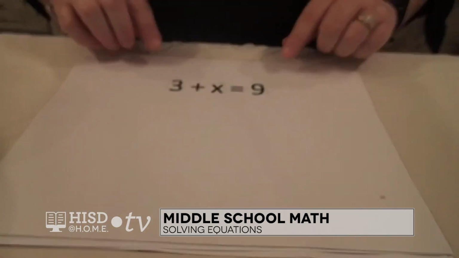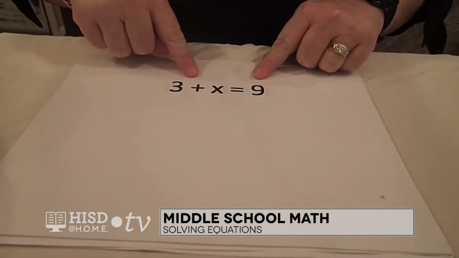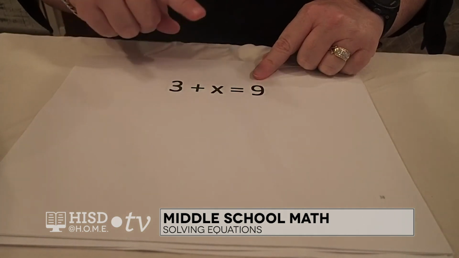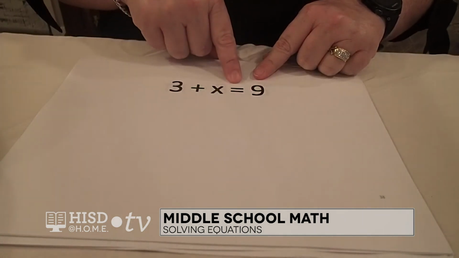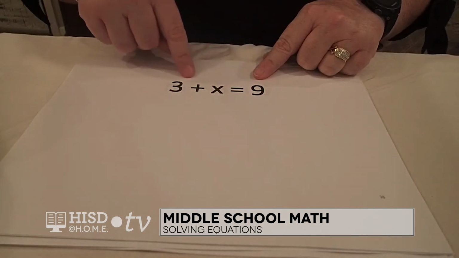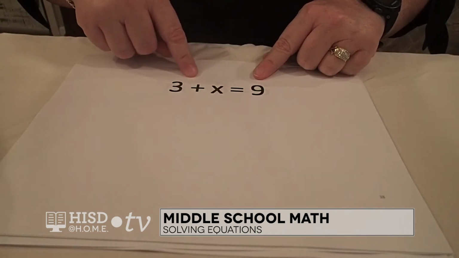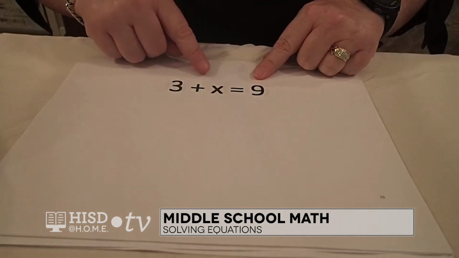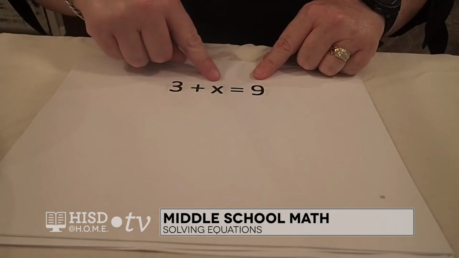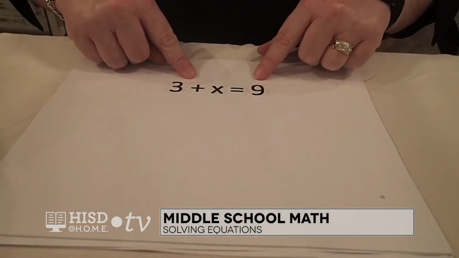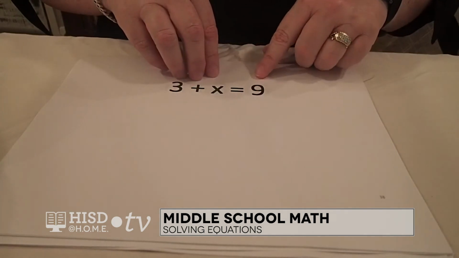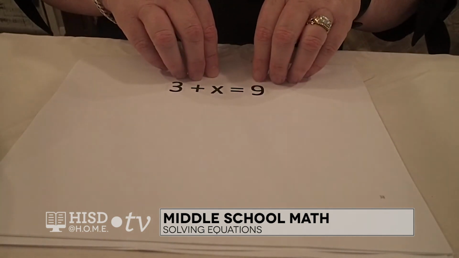In this situation, I have what's called an equation. Do you know why it's called an equation? If you said it has an equal sign, you're right. An equation is a mathematical sentence that has 2 expressions that are equivalent or equal to each other. I have an expression on this side and I have an expression on this side, and they're equal. So that means whatever's going on over here is the same quantity as what's going on over here.